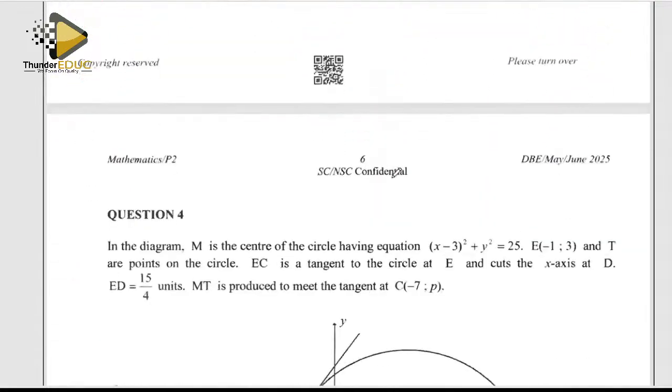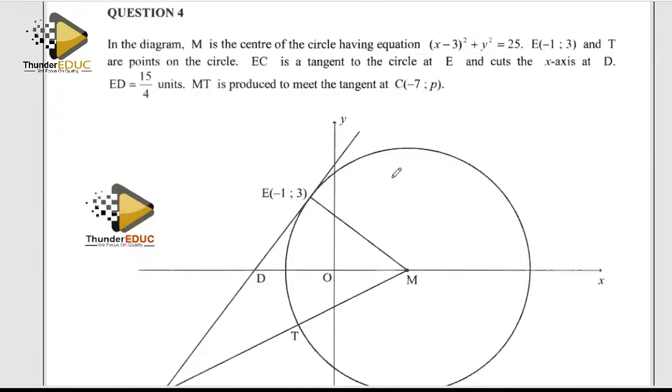All right, then question number 4. In the diagram, M is the center of the circle having this equation, meaning that the coordinates of M are (3, 0), and the radius is 5 based on this. So if that's a 5, this one is also a 5. Then E is (-1, 3), and T are points on the circle. EC is a tangent. E cuts at D, and they're telling us the distance ED is 15 over 4.